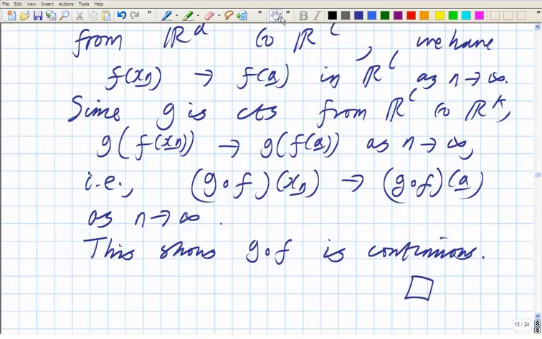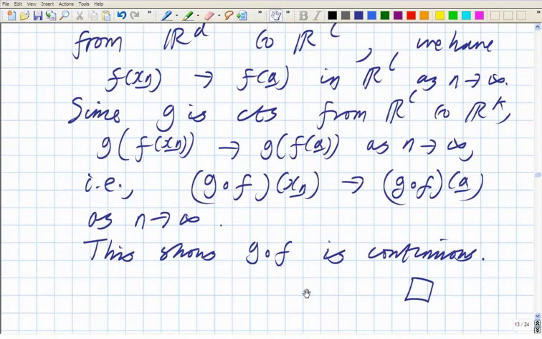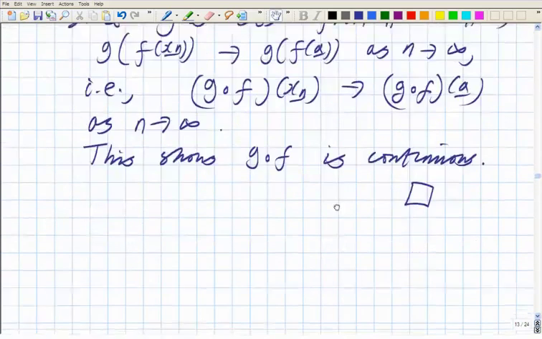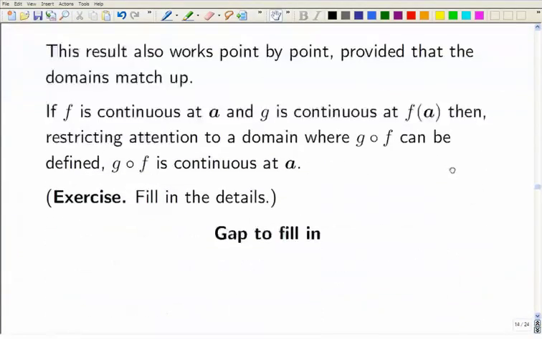Now, you can do the same thing point by point, but as I said before, you've got to be careful that your domains and codomains and everything match up. So if f is continuous at a and g is continuous at f of a, then being a bit careful, because you can only define g composed with f if f of x is in the domain of g, then g composed with f will be continuous at the point a as well. And I'll leave that to you as an exercise.